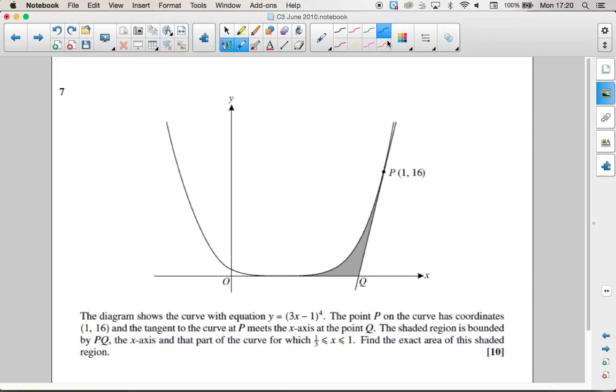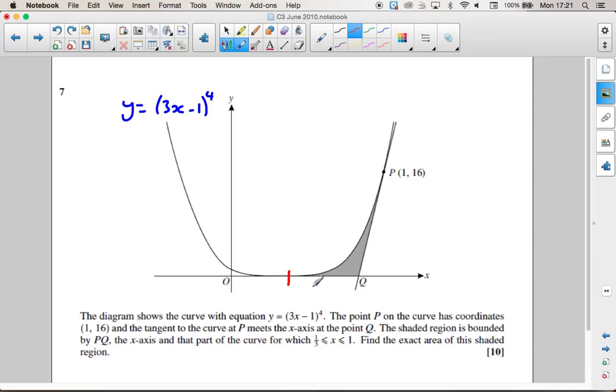Okay, question number 7 is this tricky integration question. All it's told us is the equation of the curve, which is y equals (3x − 1) to the power 4, and the fact that this line is a tangent line, and the coordinate of P is (1, 16).